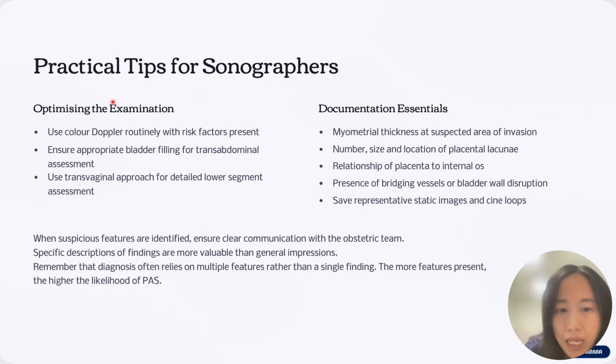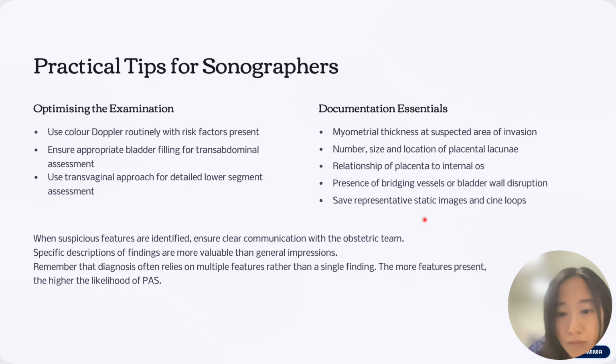Practical tips. We need to optimize the examination and use color Doppler routinely, especially with risk factors like previous scars. Use appropriate bladder filling, at least 250 or 500 ml, for transabdominal assessment. And for detailed lower segment assessment, always complement with the transvaginal approach. Documentation essentials: we need to document clearly the myometrial thickness, and if there are lacunae, how many, their size and location, and any bridging vessels. Rather than static images, cine loops are much better.